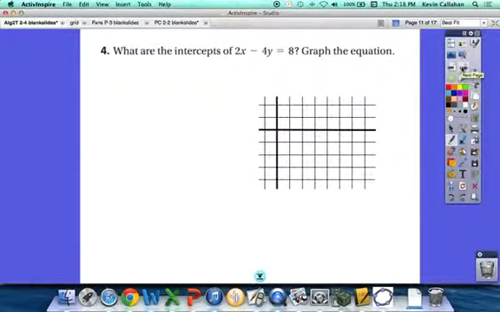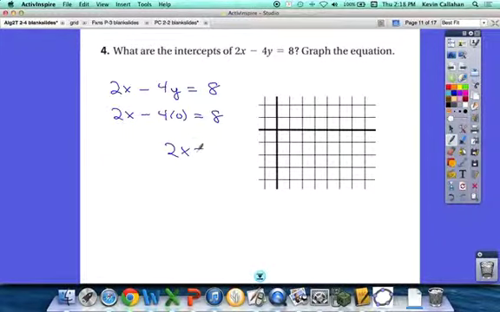Okay, so what are the intercepts of this? We've got an equation in standard form. If you remember from the last slide, what did we say about how we're going to find the x-intercepts? Substitute y equals 0, right? So watch how this works. 2x minus 4 times 0 equals 8. But 4 times 0 is 0, so really all you've got is 2x equals 8. That's a pretty simple solve, right? x equals 4.